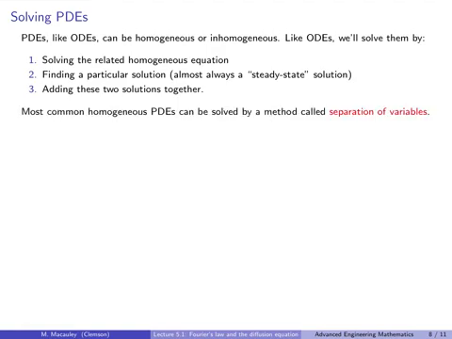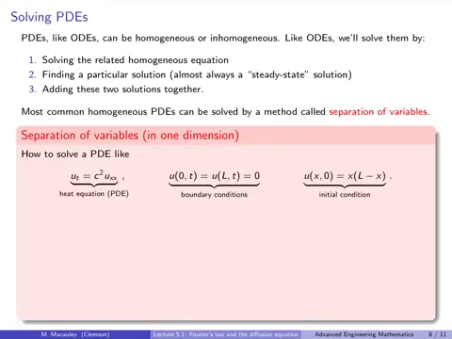Most common homogeneous PDEs can be solved by a method called separation of variables. Sounds familiar. It's a lot like what we do for ODEs, but obviously more complicated. Here's a summary of how the method works in one dimension. So consider the following PDE, same one that we saw before. We first will assume that there is a solution of the following form: u of x, t equals f of x times g of t. So a function of position times a function of time.